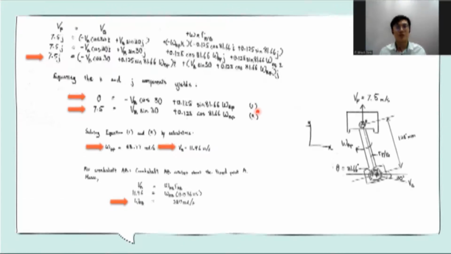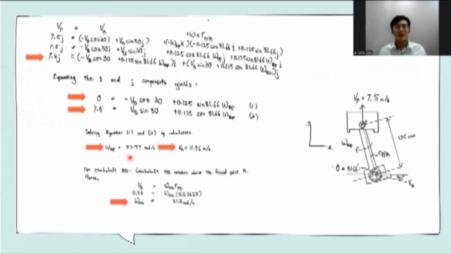Therefore, we can solve these two equations by calculator, and we will get the angular velocity for BP is equal to 83.77 radians per second. And the velocity at B is 11.96 meters per second.